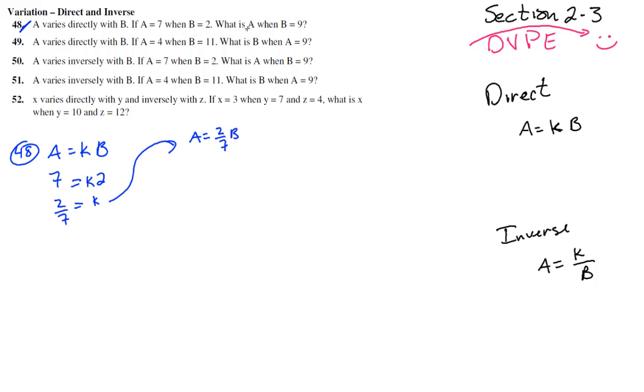All right, now it says what is A when B is 9? So we stick a 9 right there. A equals 2/7 times 9. So A is going to be 18/7. Good. That's really all there is to these.